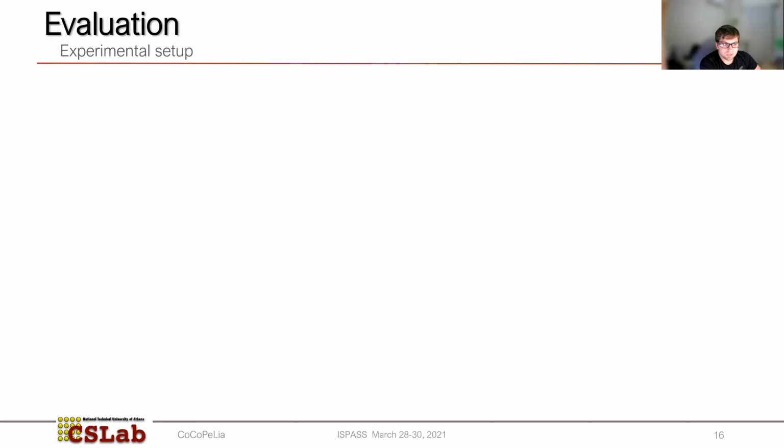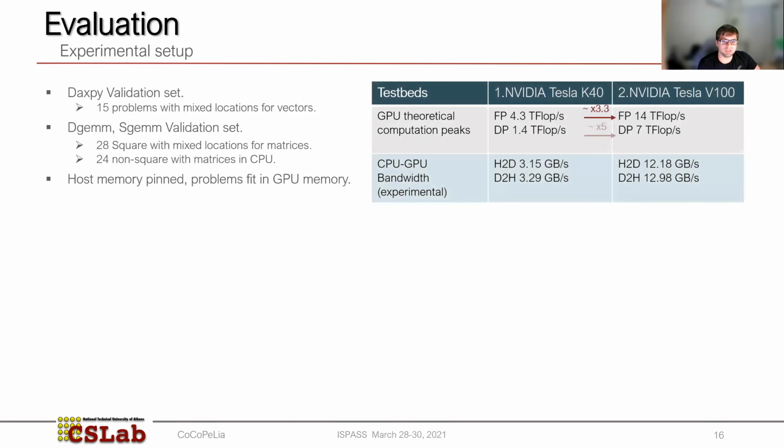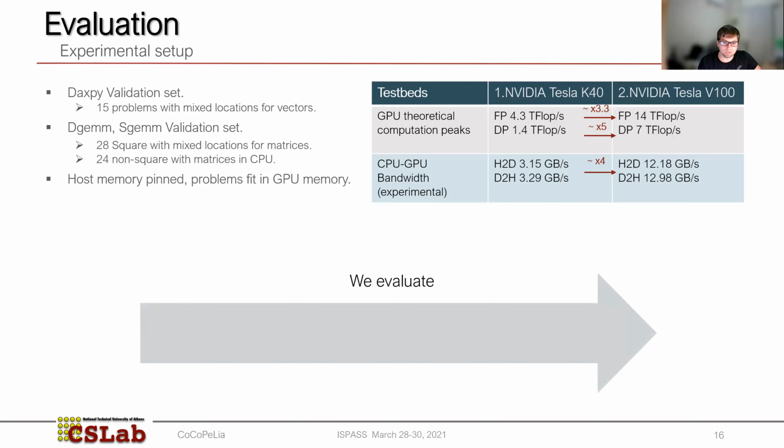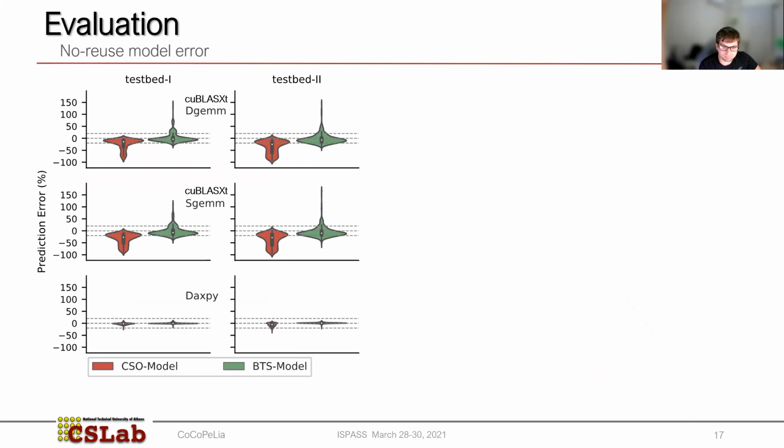We use two validation sets, one for daxpy and one for sgemm and dgemm, and two testbeds with different computation-transfer ratios to show the portability of our method in multiple scenarios. We evaluate our approach on three axes: the model error in three-way overlap time prediction, the tile selection ability of our models, and the end-to-end CoCoPeLia performance.